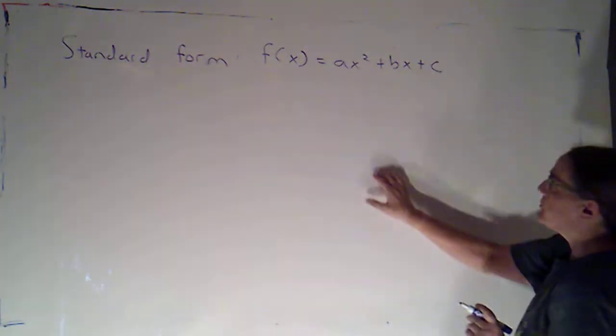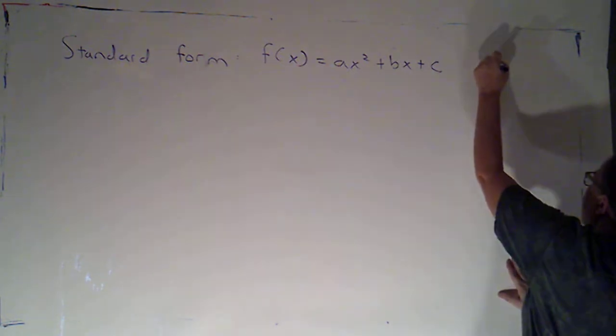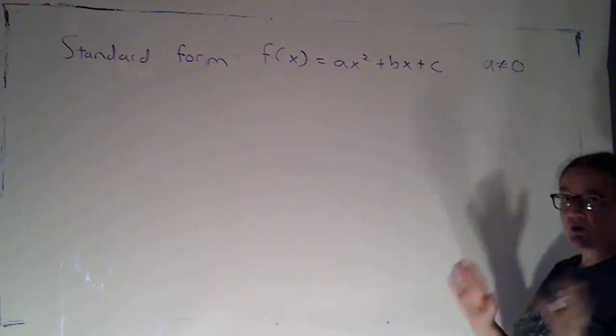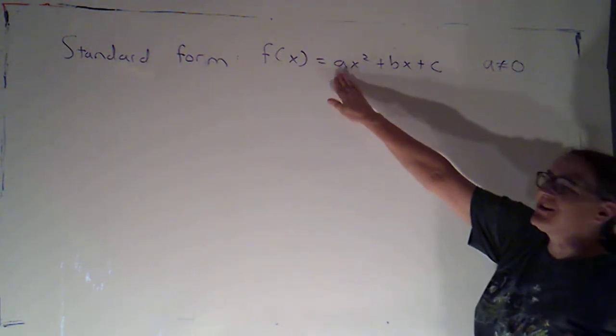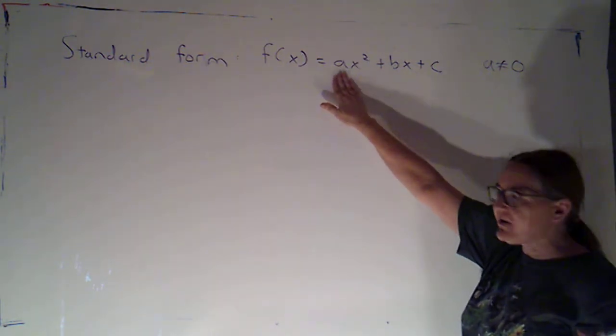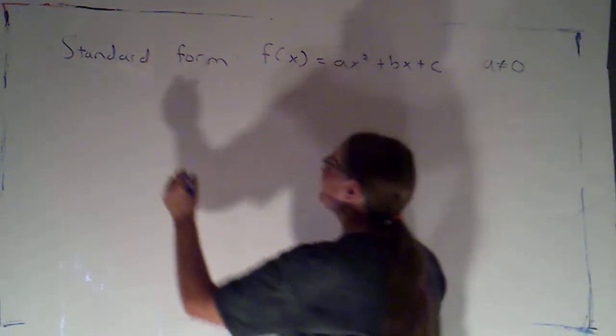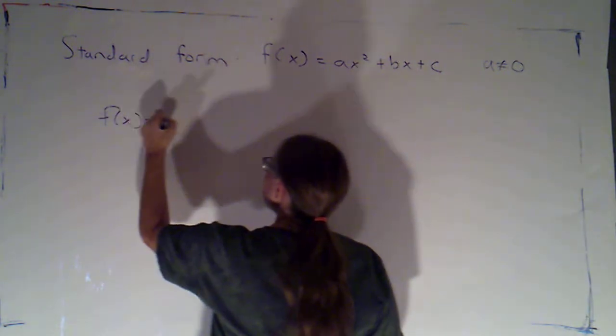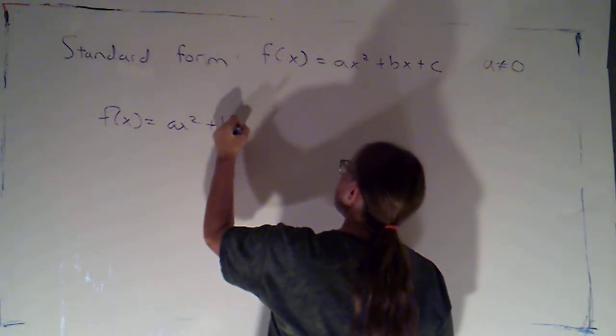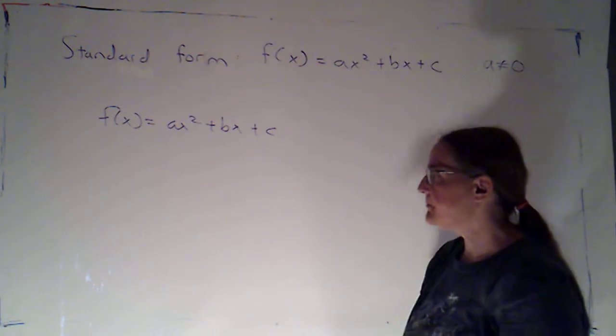I'll just remind you that a has one restriction on it. If it's a quadratic, we have some x squared, so a isn't 0. That's all I know about a. I know nothing about b and c. So we've got f of x is ax squared plus bx plus c.